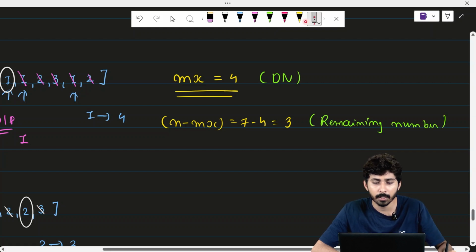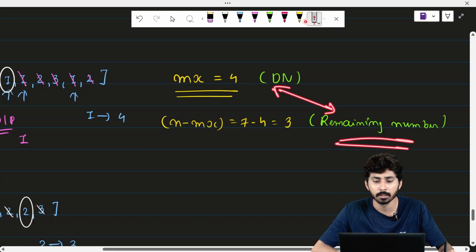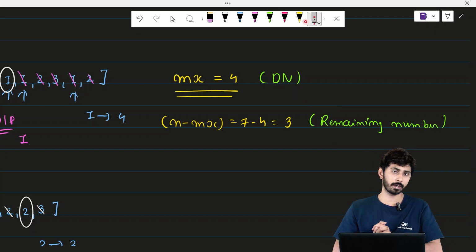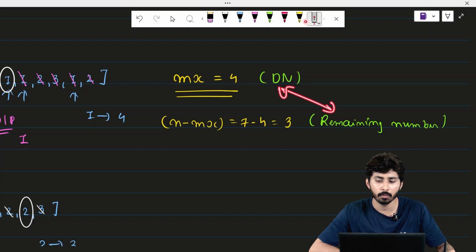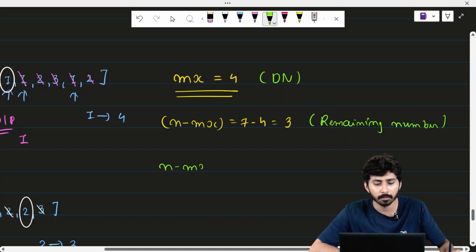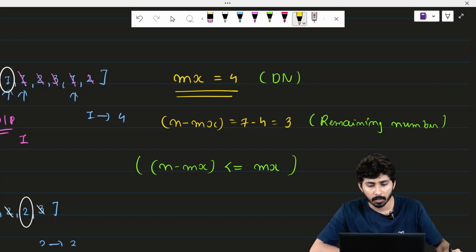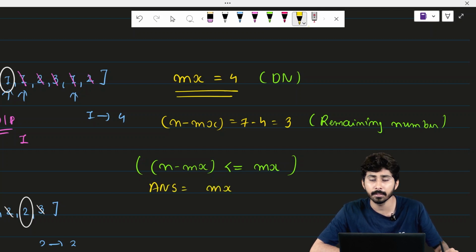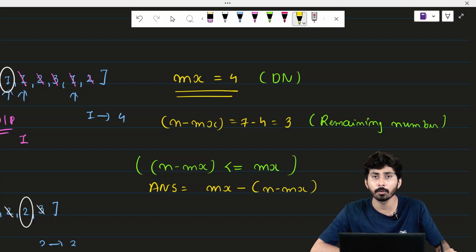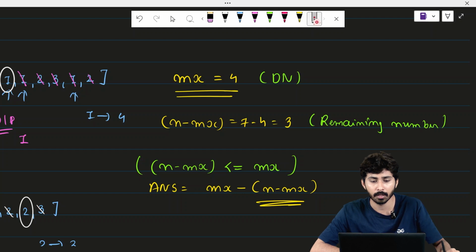Here you can make a pair between the dominating number and the remaining numbers. You need the elements to be different, right? So I'll make a pair between both of them. The value of the remaining elements is n minus mx. If the remaining elements are less than or equal to the maximum occurring, then can I say my answer will be the maximum occurring elements minus the pairs that I have found? This is the total number of pairs I will be finding. What is this? N minus mx.